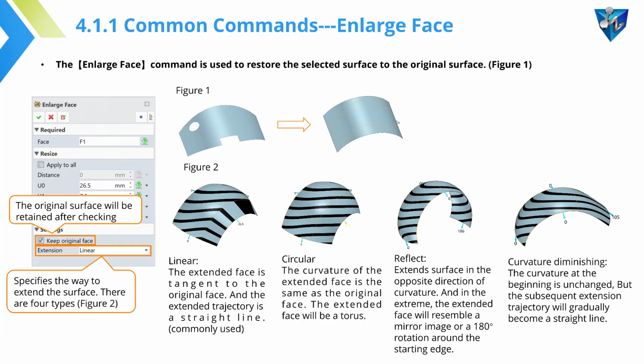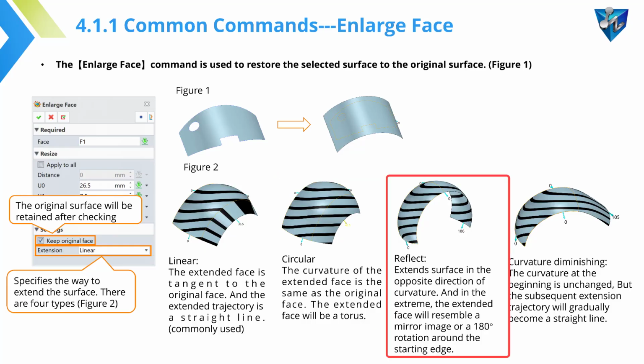There are four types in this option. The linear means the extended face is tangent to the original face, and the extended trajectory is a straight line. This option is commonly used. The round means the curvature of the extended face is the same as the original face. The extended face will be a torus.